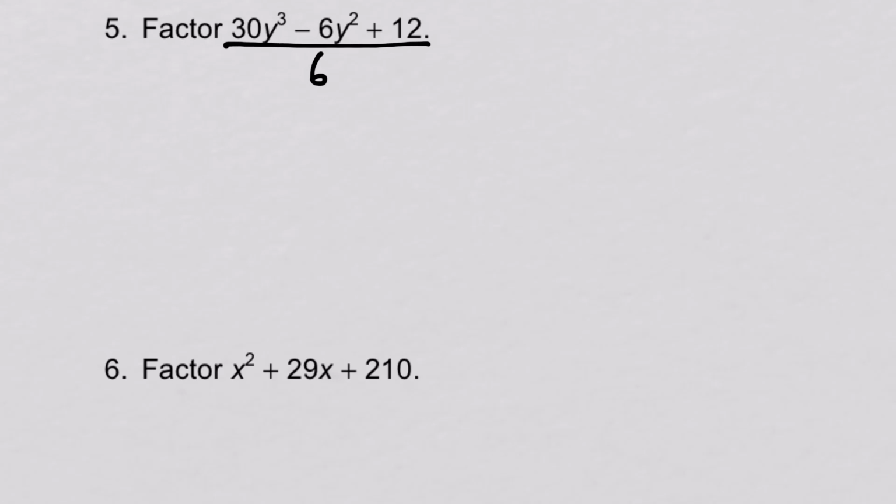And that's it, right? You cannot divide by y, you cannot divide by y squared, you cannot divide by y cubed, you can't do anything other than divide it by 6, okay? So if I divide this by 6, I'm going to get 5y cubed minus y squared plus 2. And that's it. There's nothing else we can do. It's not a trick question. It's just trying to see if you guys know how to factor out the GCF.